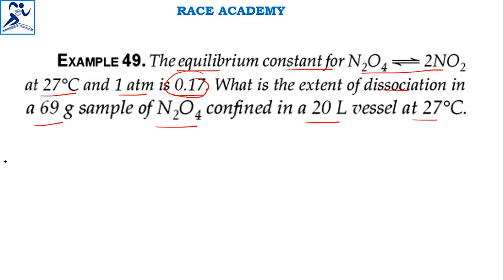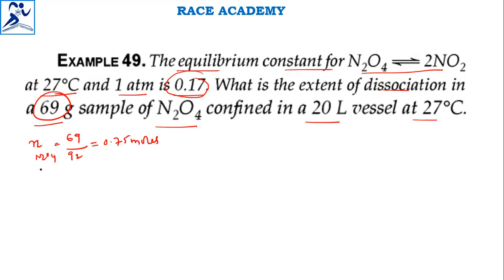We have one thing that they have given: the mass of dinitrogen tetroxide is 69 grams. So 69 by its molar mass, 92. 69 by 92 will be 0.75 moles. This is the actual number of moles of N2O4 given in the question.